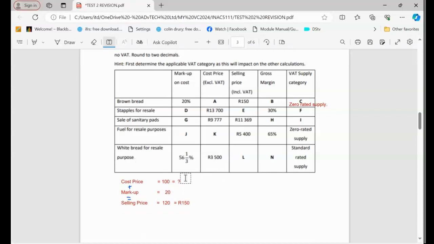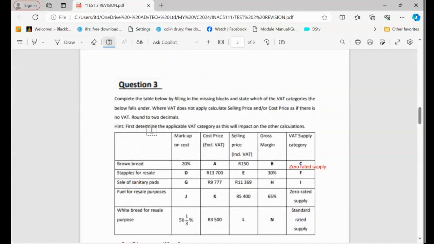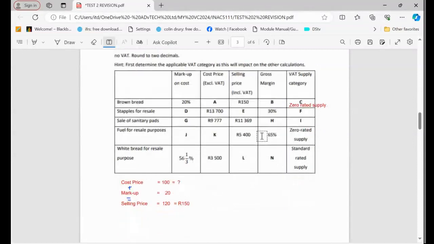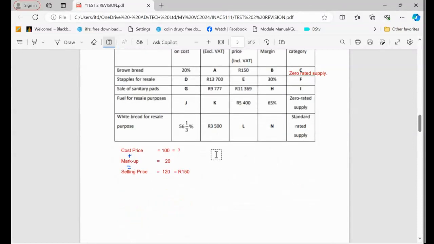Okay, so this is very much important. And remember, the selling price that I must use must always be excluding VAT. Someone can say, why do we use 150? Because 150 is inclusive of VAT? Remember, as long as it's zero rated, it means 150 does not have VAT. That's why the statement says, first determine the VAT category as it will impact our calculations. Can you see now? They even said where VAT does not apply, calculate selling price as if there is no VAT. In other words, there is no VAT. Can you see now? So after doing that, we can have our calculation.